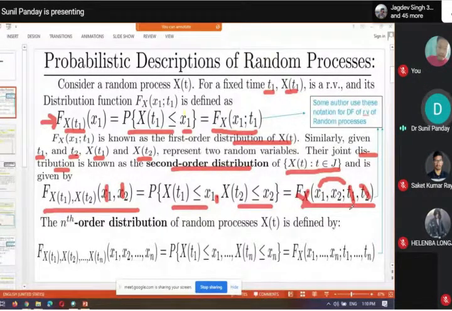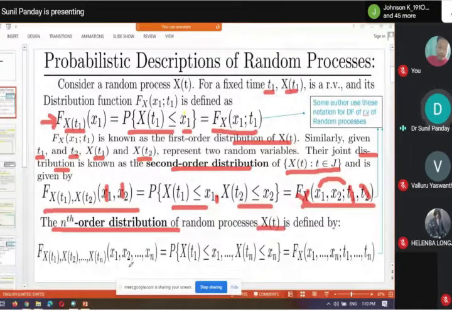by xt2. Similarly, we can define another distribution also for the random process xt, like we are having n time instants like t1, t2, tn, then their joint distribution function can be denoted by this Fxt1, xt2, dot, dot, dot, xtn. And these are the values taken by the random variables xt1, xt2, and xtn. And it is the intersection of these arguments like xt1 less than equal to small x1, comma, xt2 less than equal to x2, dot, dot, dot, xtn less than equal to xn.